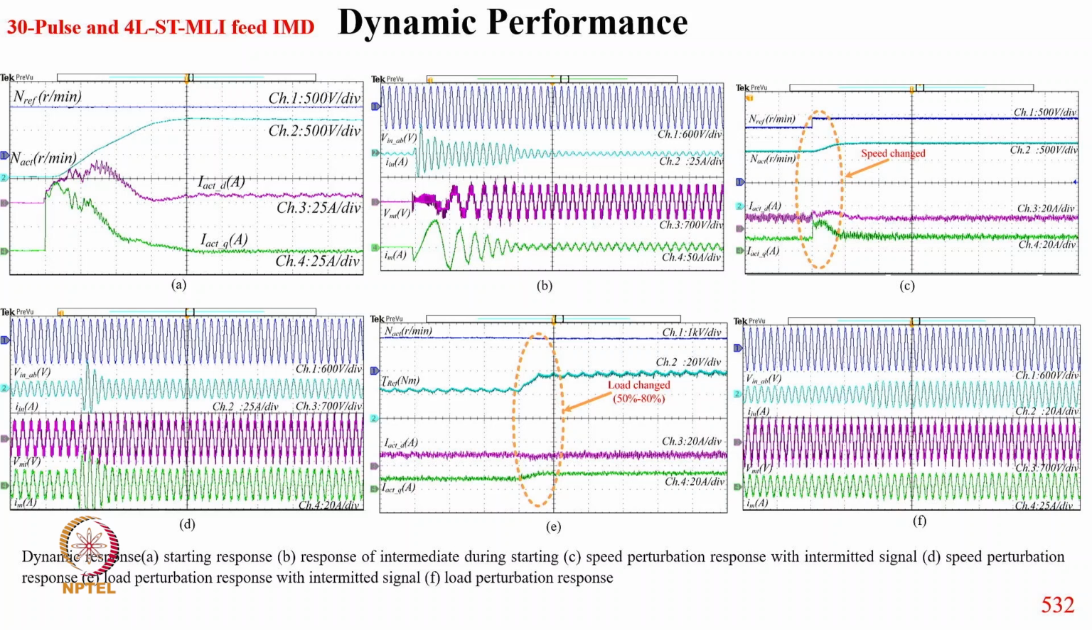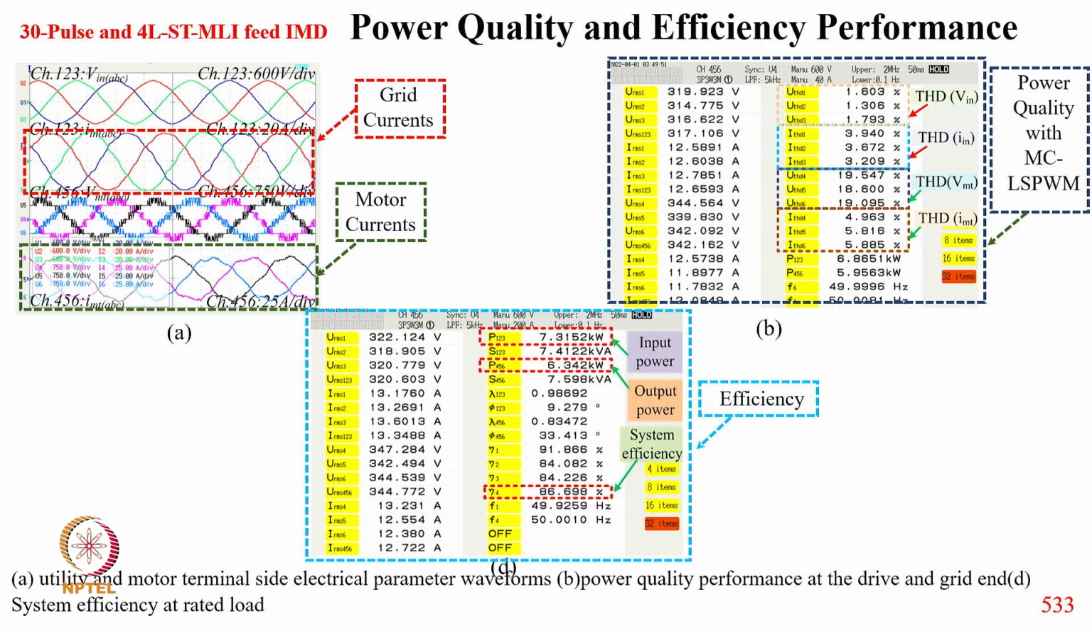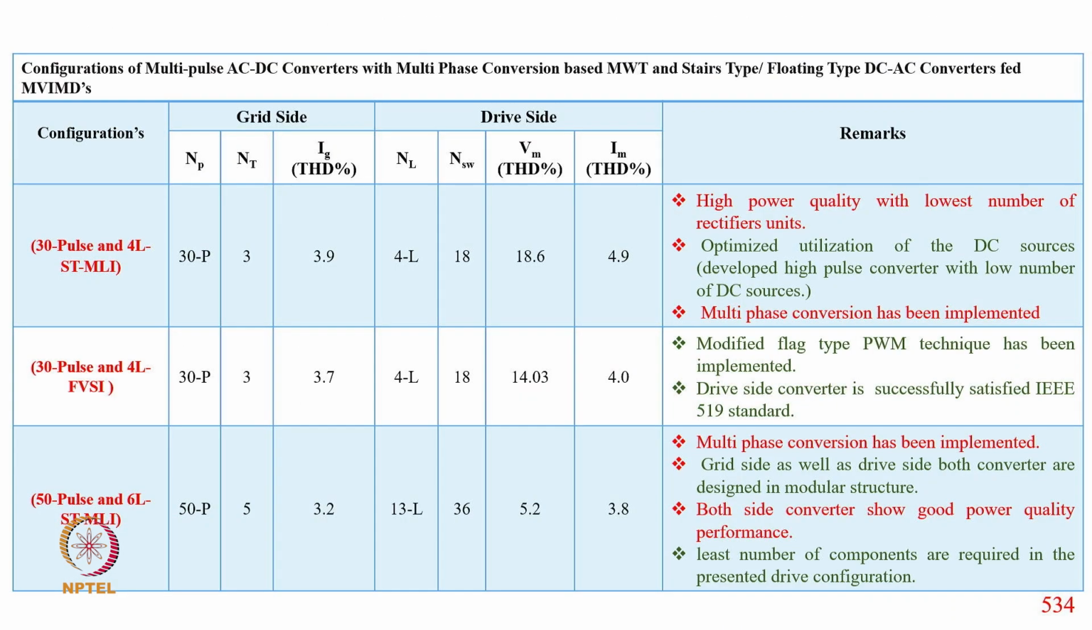And during the load perturbation and speed perturbation, this is how the performance is: supply voltage, supply current, and motor voltage, motor current. And these are of course the steady states of supply voltage, supply current, motor voltage, motor current, which have a THD of supply current around 3.9%, and the motor THD is around 6%.